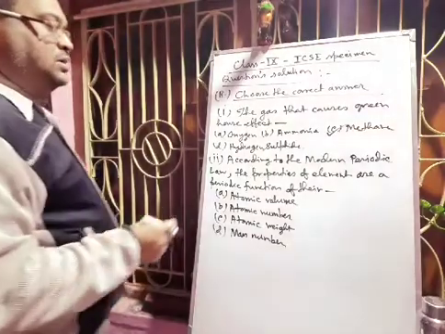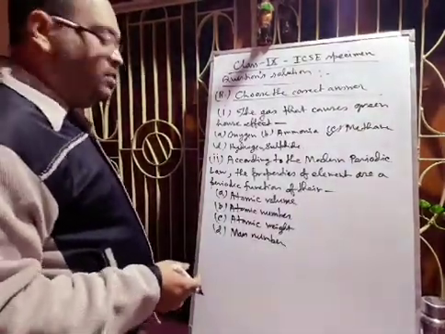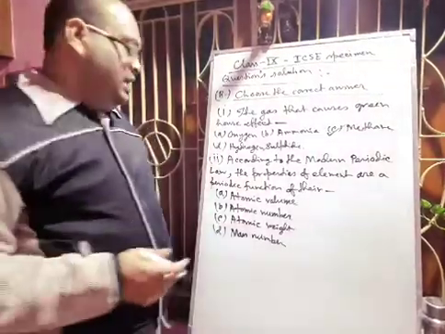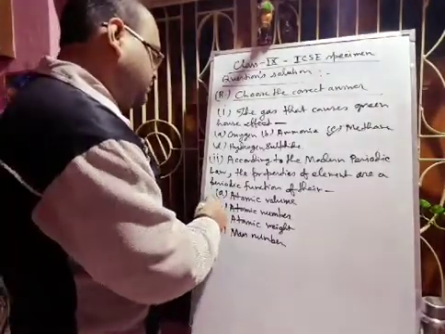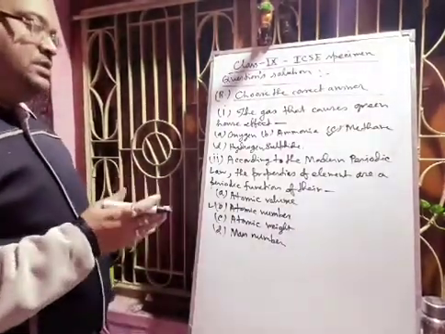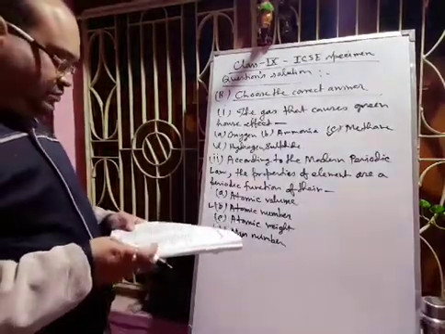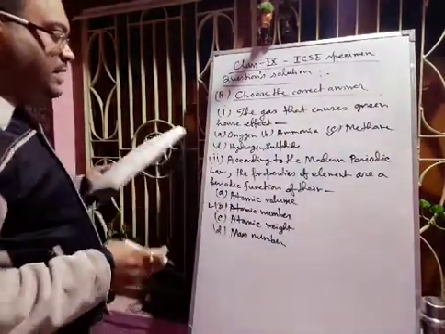Definitely here, according to the modern periodic table, atomic number is the fundamental property. So the answer will be atomic number. According to the modern periodic law, the properties of elements are a periodic function of their atomic number. This is the correct answer. Next question given.